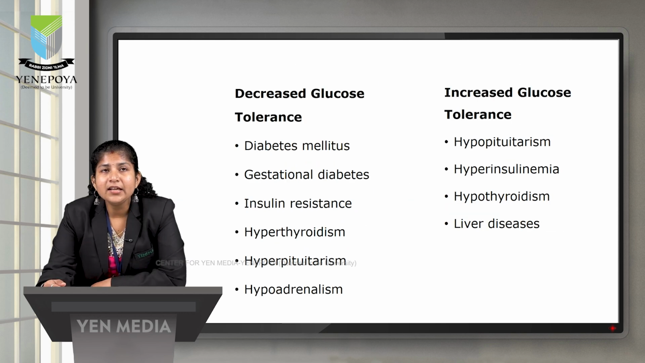Now we will see the conditions where decreased glucose tolerance and increased glucose tolerance are seen. Decreased glucose tolerance is seen in diabetes mellitus, gestational diabetes, insulin resistance, hyperthyroidism, hyperpituitarism, hypoadrenalism. Increased glucose tolerance is seen in hypopituitarism, hyperinsulinemia, hypothyroidism, and liver diseases.